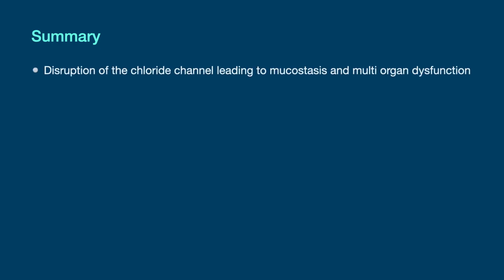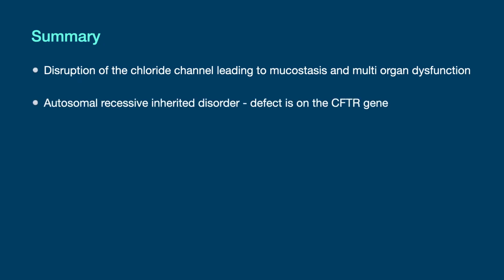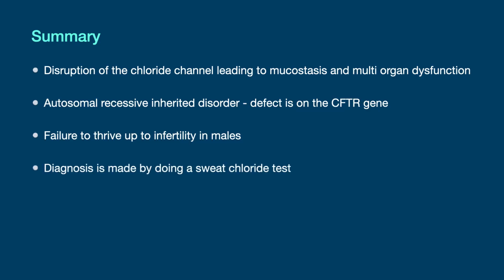Now, let's summarize. Cystic fibrosis is a multi-system disorder which is characterized by the disruption of chloride channel leading to mucostasis and multi-organ dysfunction. It is an autosomal recessive inherited disorder whereby the defect is identified on the CFTR gene. Clinical manifestations range from failure to thrive up to infertility in males because almost every duct in the body which carries secretion is affected. Diagnosis is made by doing a sweat chloride test.